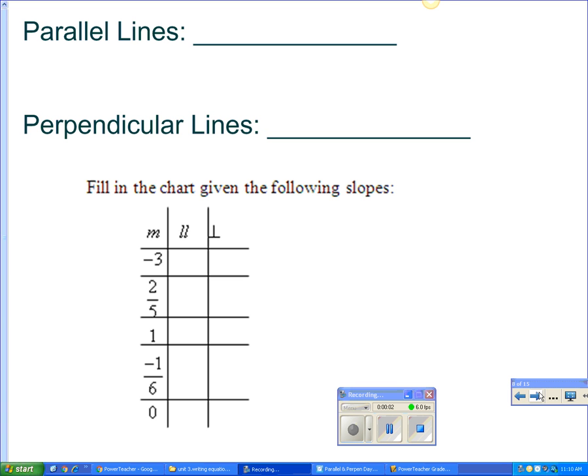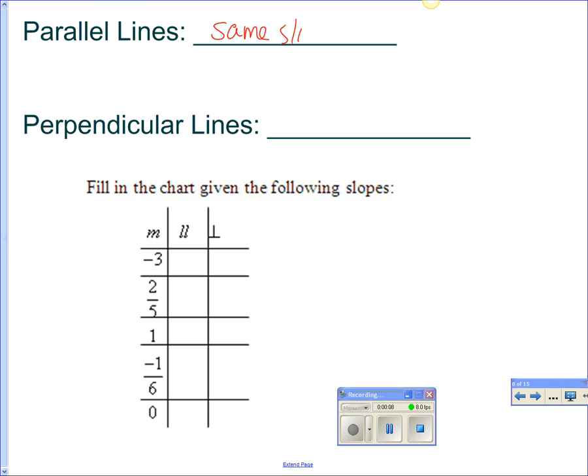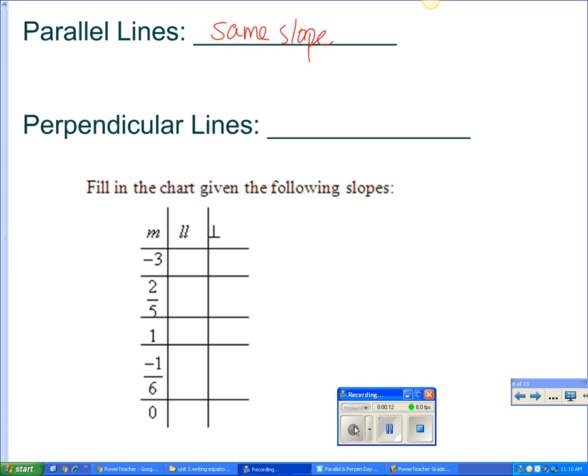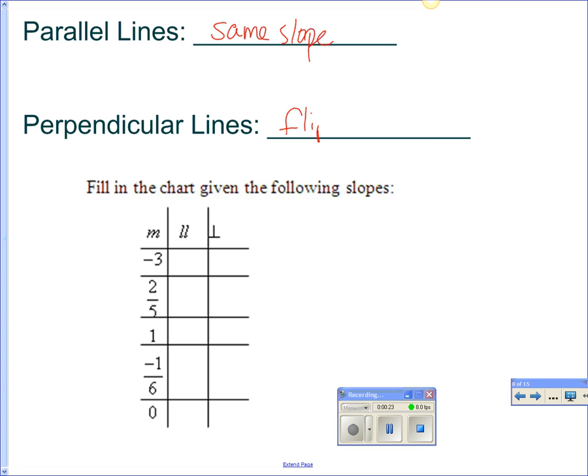So we're going to start talking about what they mean. Parallel lines, the thing that you need to know for this class is they have the same slope. Only thing I care about for parallel is that they have the same slope. Whenever I ask you what does parallel mean, in this class it means same slope. Perpendicular means to flip and change the slope. Parallel lines have the same slope. Perpendicular, you have to flip and change the slope, and we'll talk about what that means coming up next.